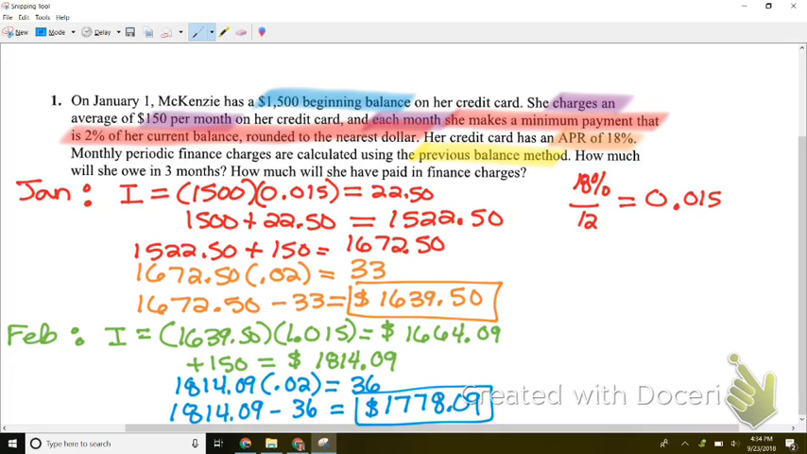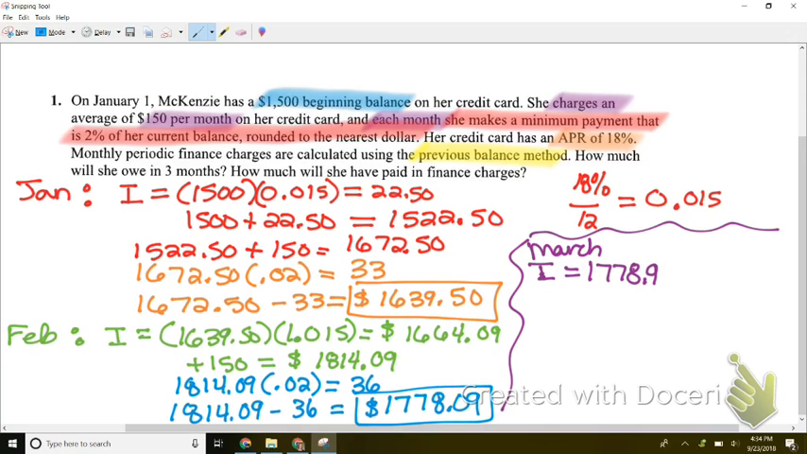All right, and we'll do this one last time for March. My starting balance was $1,778.09. I'm going to use that shortcut again and multiply by 101.5% rather than finding the interest and adding it. And that gives me a new balance of $1,804.76 if I round off to the nearest penny.